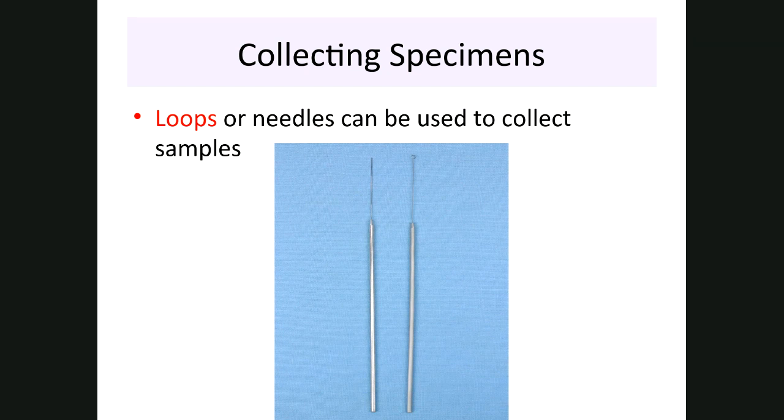Loops or needles can be used to collect. Yeah, we collect the sample typically with a loop. Most of the time it's going to be a little wire with a little loop at the end, and we're going to put the loop in the medium. We can dip it in the broth, and that's all you need to grab enough bacteria to transfer to a new medium, or you can even use a needle, which we do once in a while, but most of the time it's a loop.